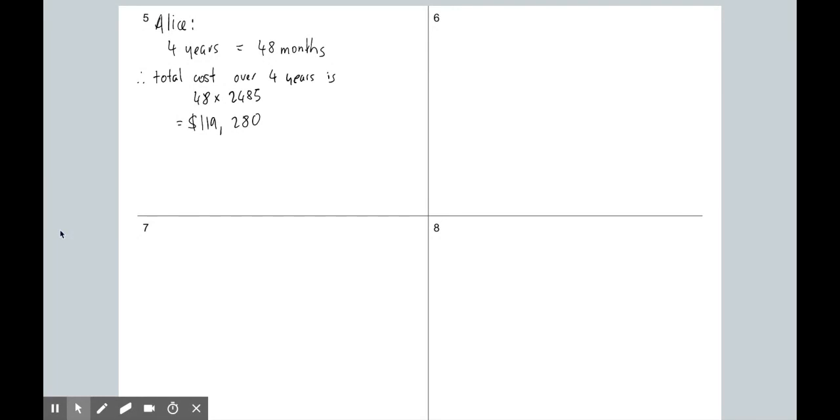Because at the end of that 4 years, Alice owns a car. So it's not only the interest, but it's also the principal. Okay? Now, in this case, the principal is not how much the car cost, right? It's how much effectively that Alice borrowed and then paid back over the 4 years. So in other words, it does not include the deposit.